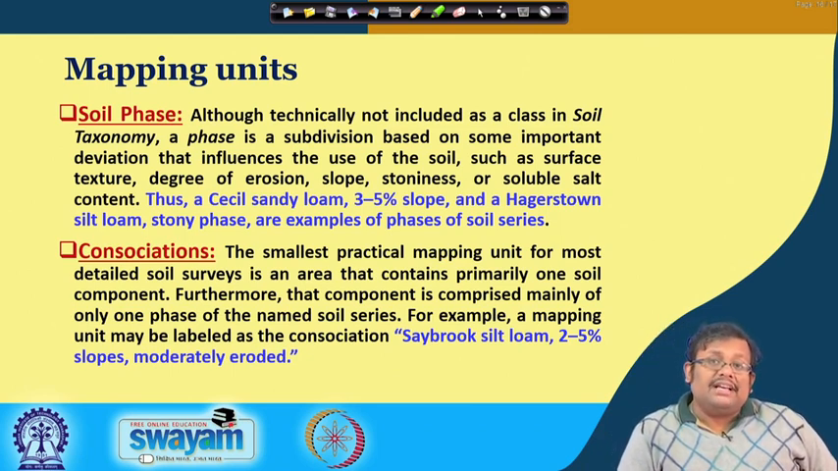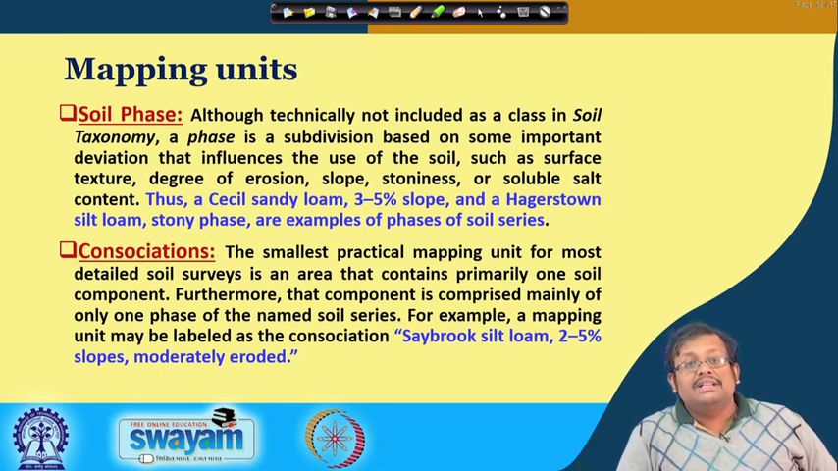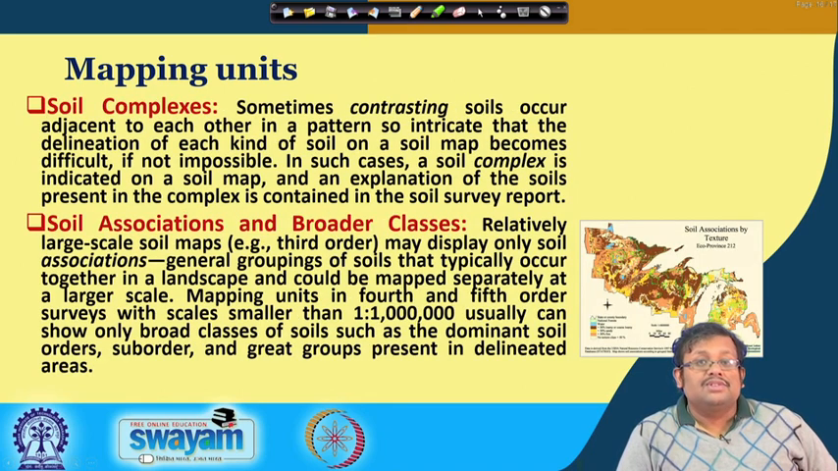Now, the second important term is consociations. The smallest practical mapping unit for the most detailed soil survey is an area that contains primarily one soil component. Furthermore, that component is comprised mainly of only one phase of the named soil series. For example, a mapping unit may be labeled as a consociation like Saybrook silt loam 2 to 5% slope moderately eroded. So, these are consociations. Now you can differentiate between soil phases and consociation.